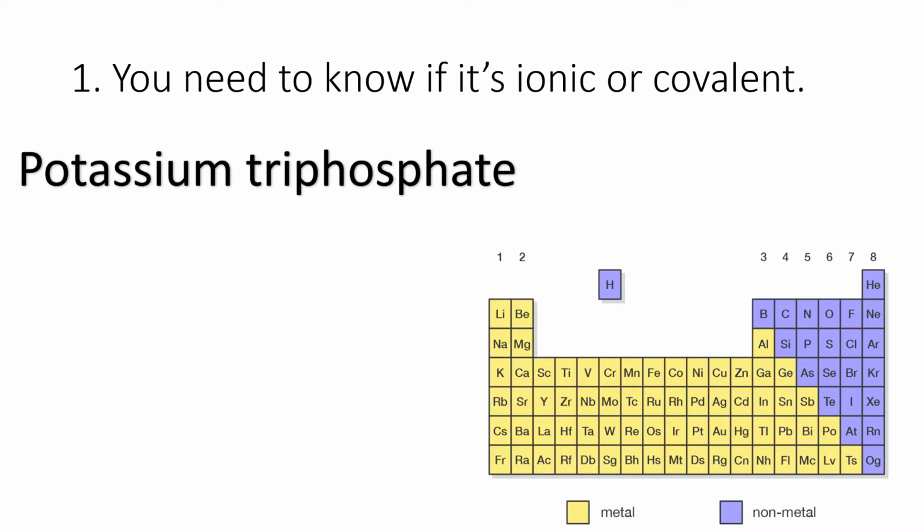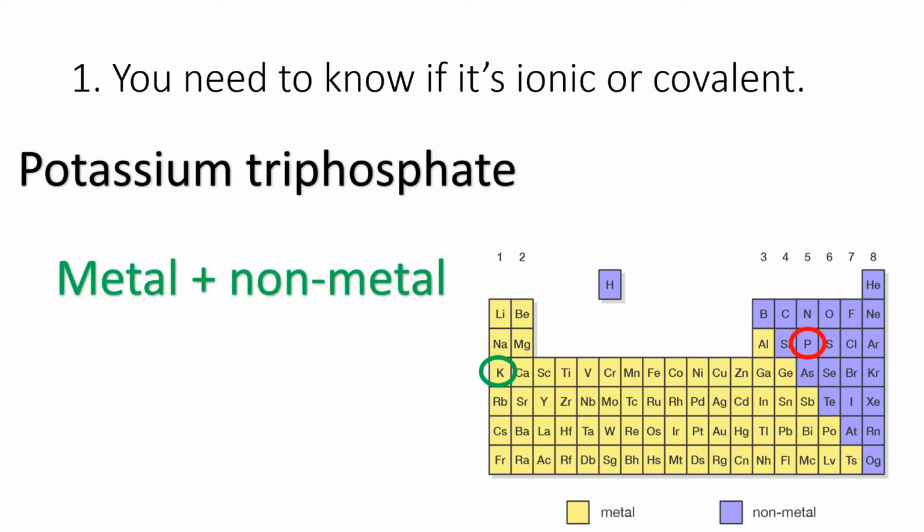Pause the video and have a go at potassium triphosphate for me. Okay, so potassium is here, and hopefully you would recognise tri as something that is not on the periodic table. Tri just means 3. You hopefully recognise phosphate, phosphorus, which is here. So a metal and a non-metal, so we have ionic bonding. Also here you have 8, which is oxygen as well. So this is actually a metal and a non-metal and a non-metal, but it's still ionic bonding because you have that mixture of metals and non-metals.